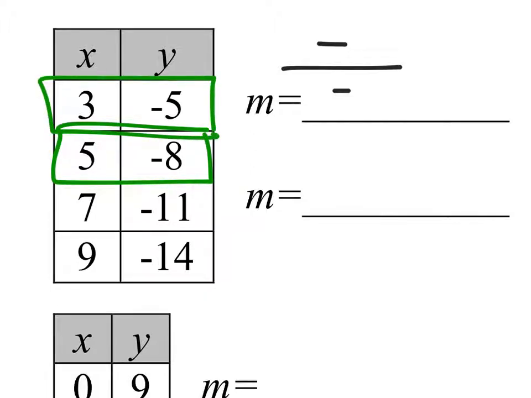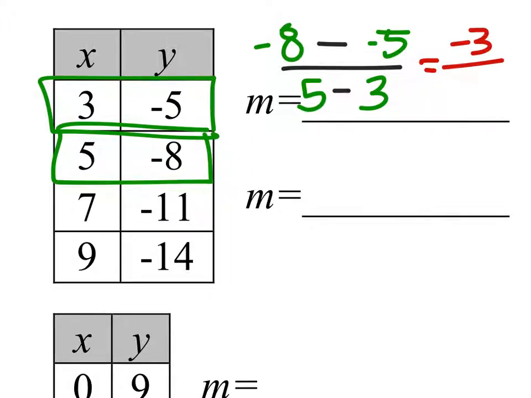Does it matter which 2 points we use? Nope! Because we already know it's a constant rate of change. So I'm going to do my y's. We chose negative 8 first, and then we got negative 5 right here. And then we got the 5 value for x first, and then the 3 value for x second. Now we must operate. So, what's negative 8 minus negative 5? Negative 3. What's 5 minus 3? 2. Nailed it.